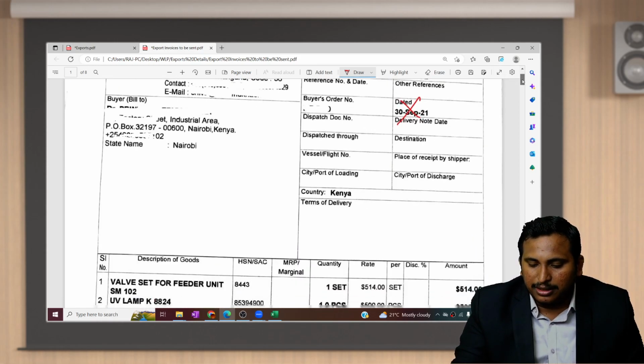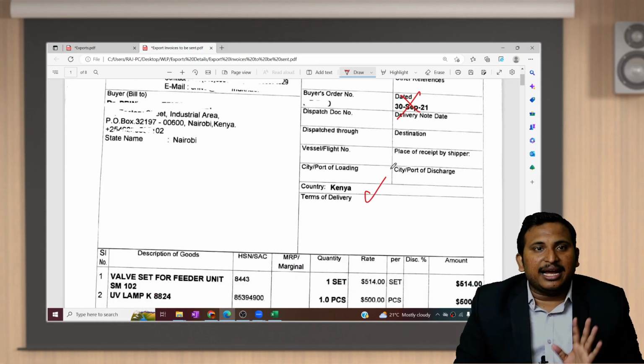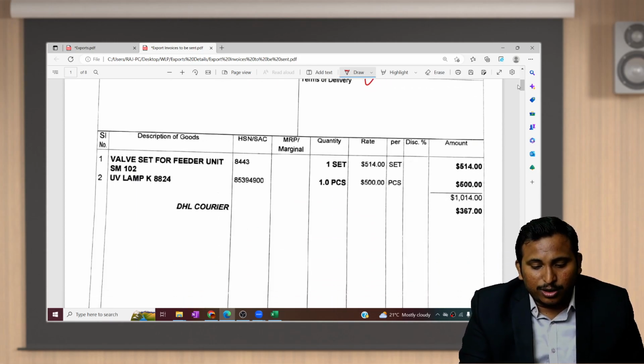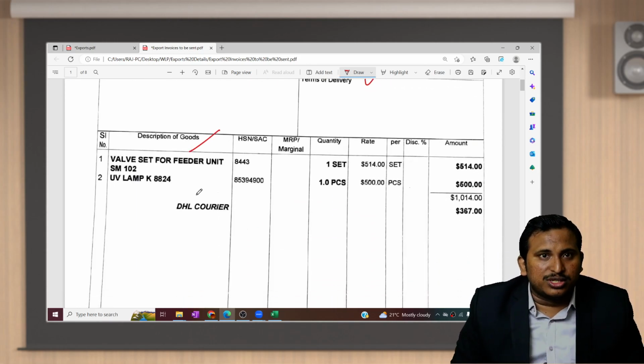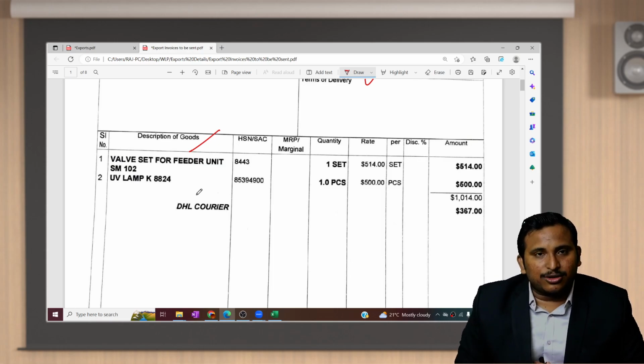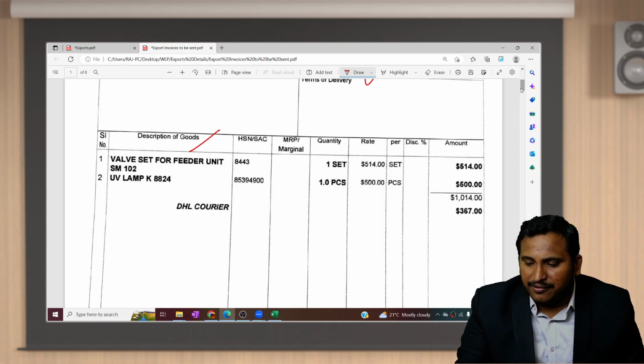That is what I am telling. Now, country. What is the country? Kenya. Okay. So what was sent, goods or services? Goods, very clear. That's why HSN is also mentioned. Quantity details, everything is there, sir.